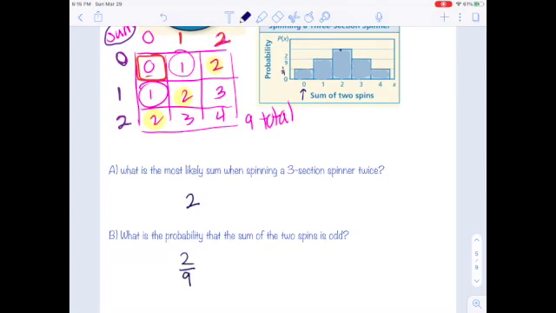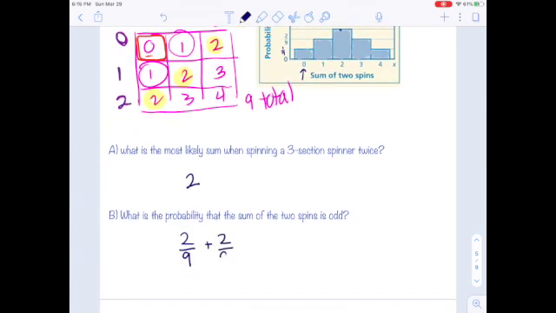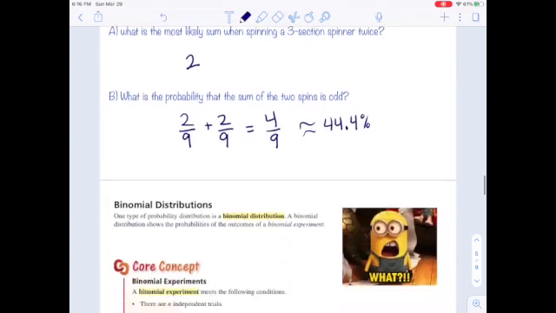So you take the 2/9 probability plus the 2/9 for getting a 3. Add those two together and you get 4/9, which as a percent is about 44.4%.